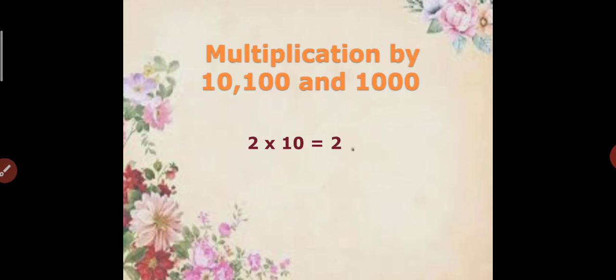And in the multiplier, how many zeros are there? Just count and tell me how many zeros are there in the multiplier. We have only one zero. So put that zero just right side of 1's place. So simply you got the answer. Very easy.